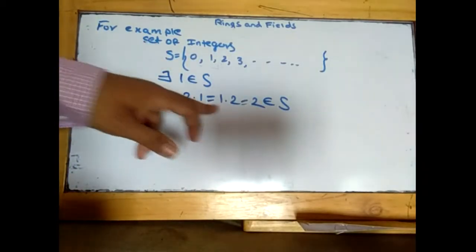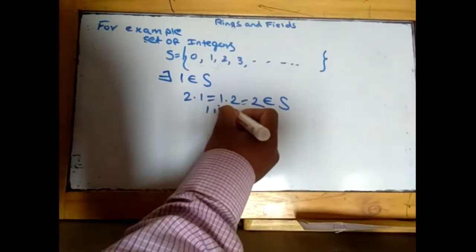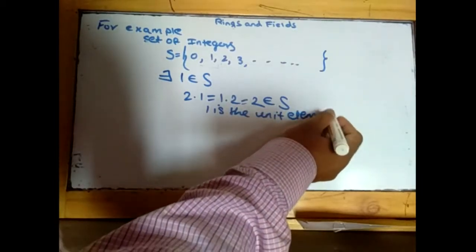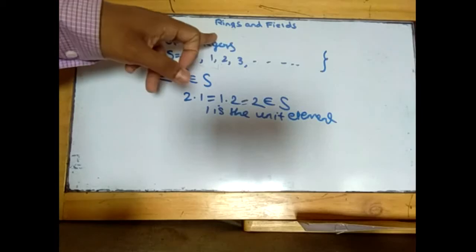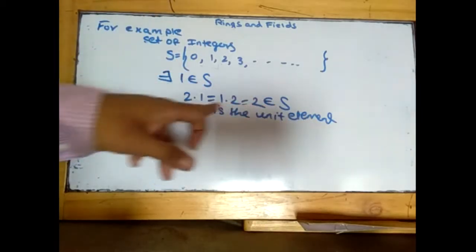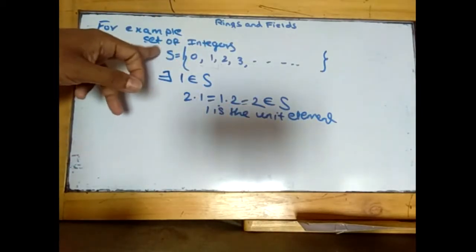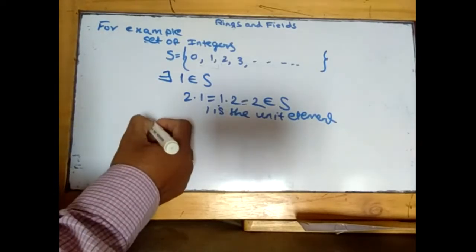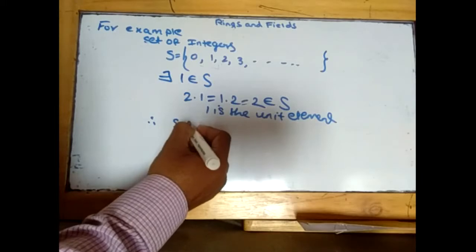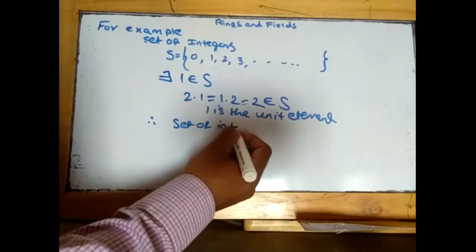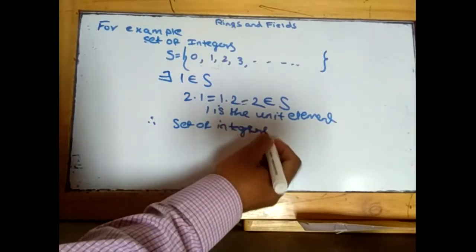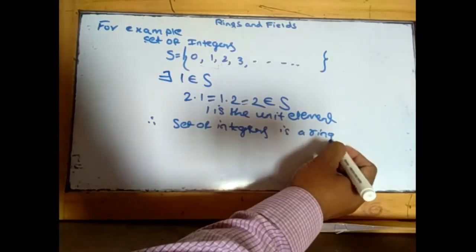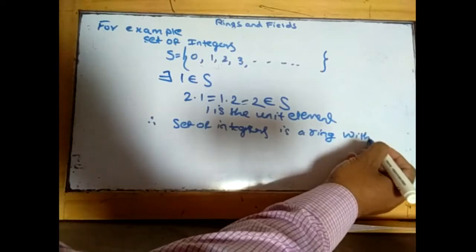So therefore here 1 is the unit element. So the set of integers has a unit element, that is 1. So therefore this set of integers is also called a ring with unity. Therefore the set of integers is a ring with unity.